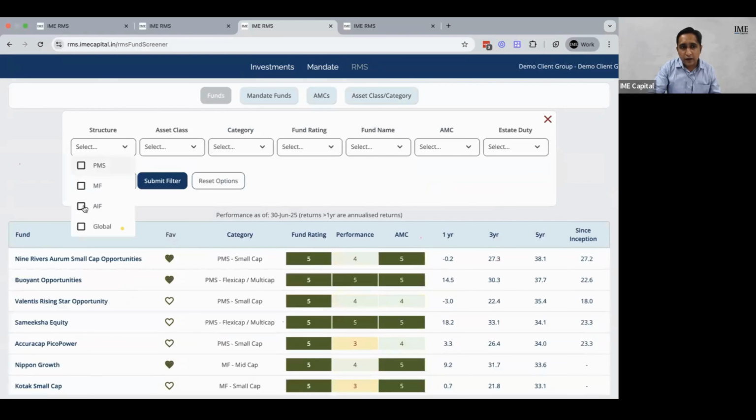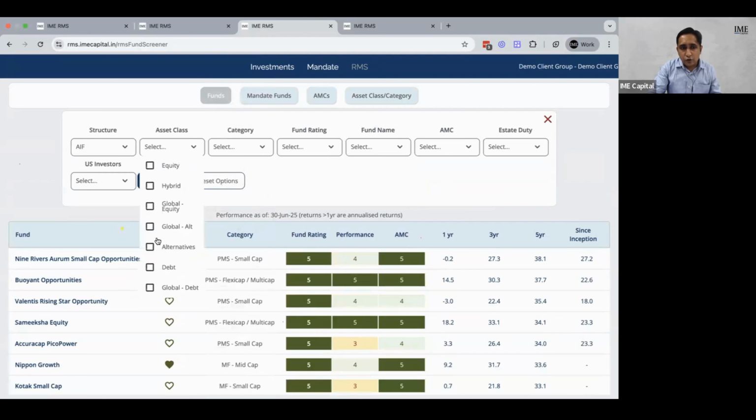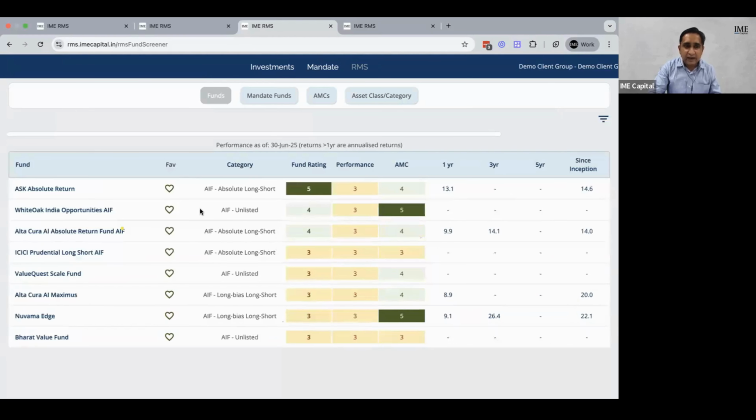But if you look at the true alternatives, your unlisted funds, your higher yield debt AIFs, some of these may have a higher level of risk. An AIF is only a structure. It's got nothing to do with risk reward. You need to understand the type of AIF to really understand the level of risk reward that you are dealing with.